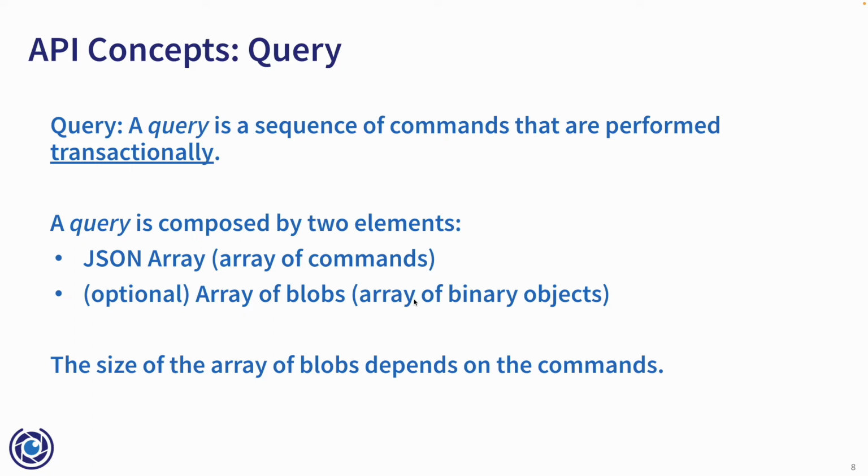But if, for example, we want to insert two images in the same transaction, the JSON array is going to have two AddImage commands, and the array of blobs will have two encoded images, two blobs, each corresponding to each of the AddImage commands that we send.